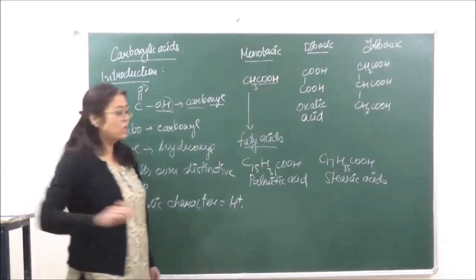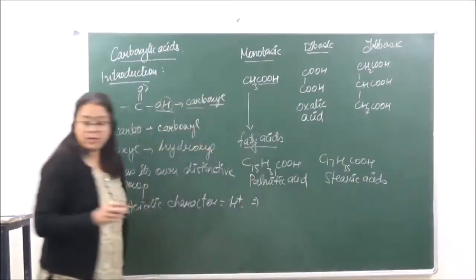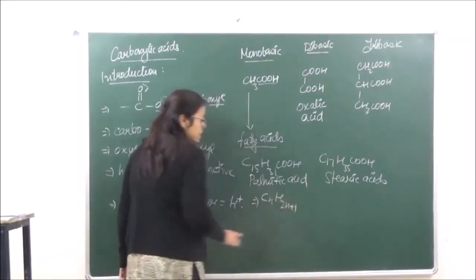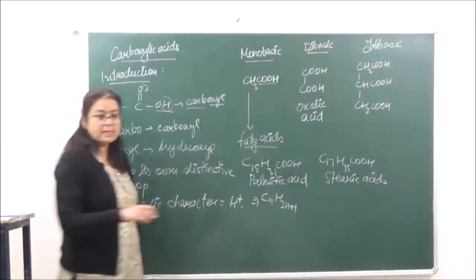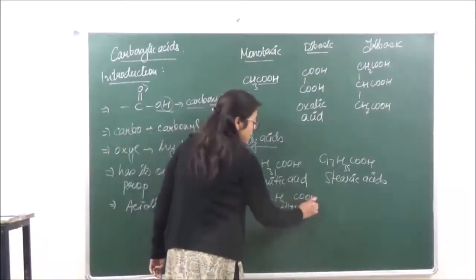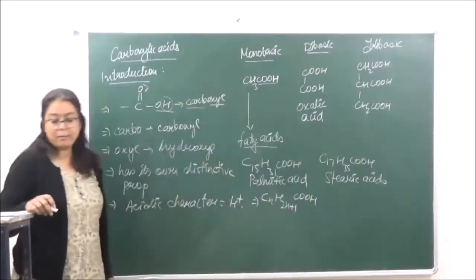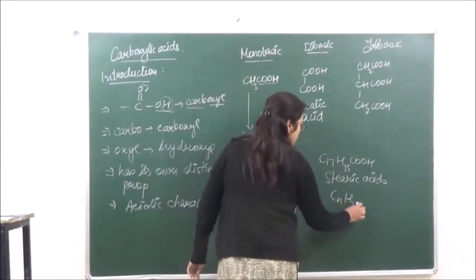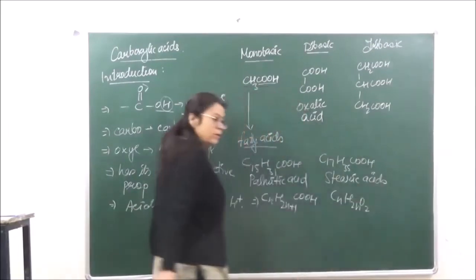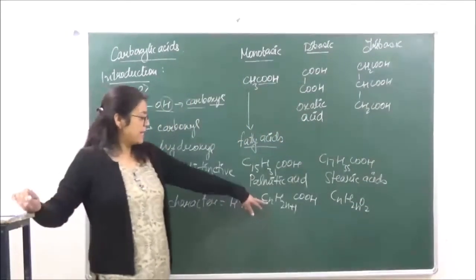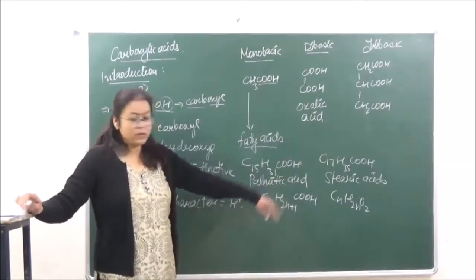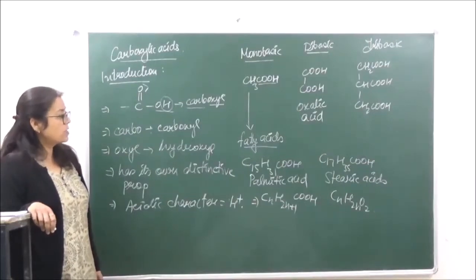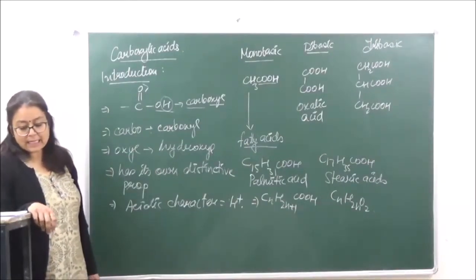They all have the general formula CnH2n+1COOH. This is the general formula of all the monocarboxylic acids, or it can also be put as CnH2nO2. So either of these can be the general formula of all the monocarboxylic acids.